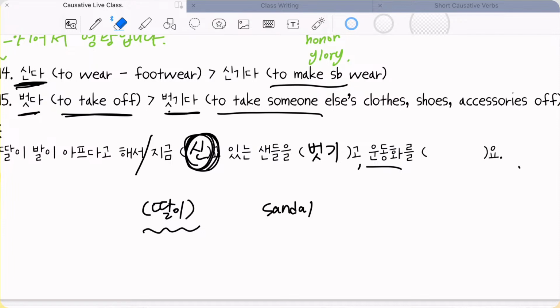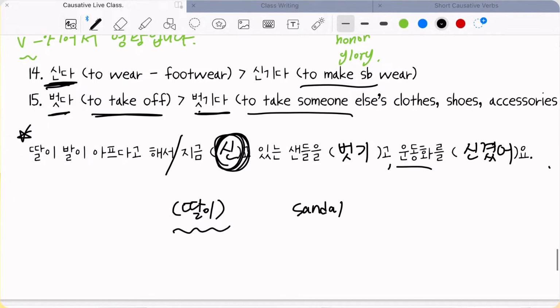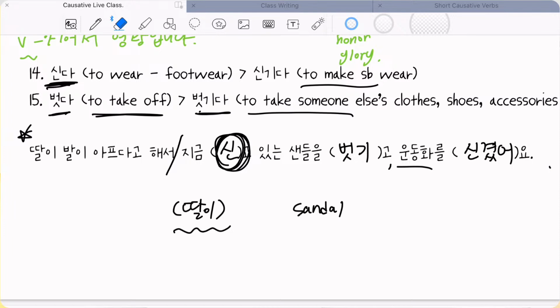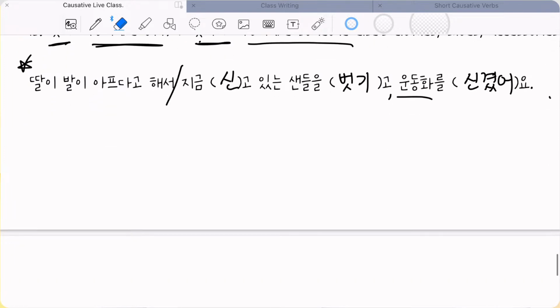You helped her put on sneakers instead. Maybe your daughter is very young, so you're helping her put on shoes. So 운동화를 신겼어요. Since you're not wearing your own sneakers, you're helping somebody wear shoes. 그래서 지금 신고 있는 샌들을 벗기고, I took her sandal off and then let her put her sneakers on 가 됩니다.